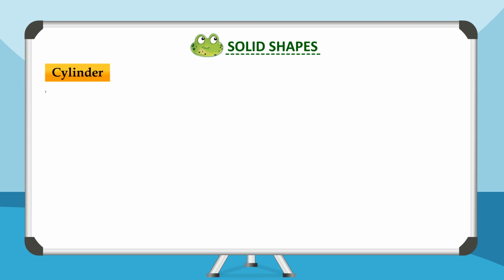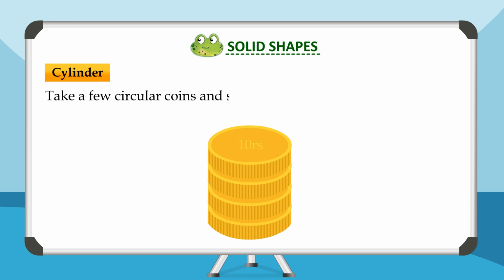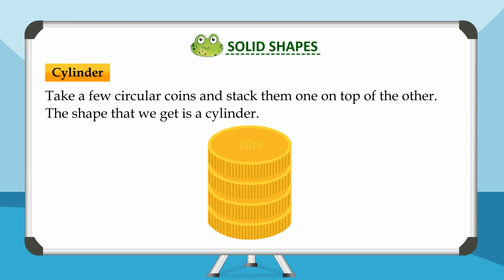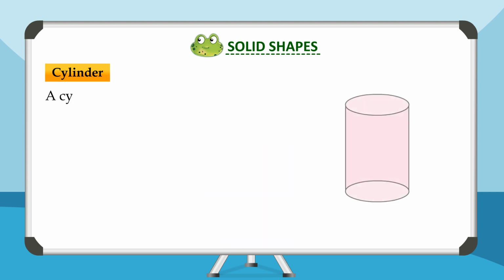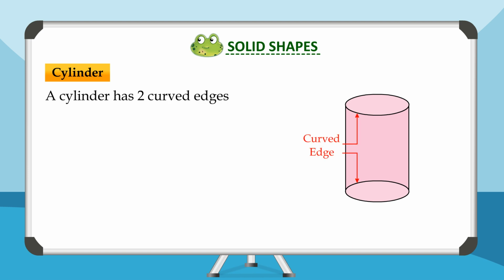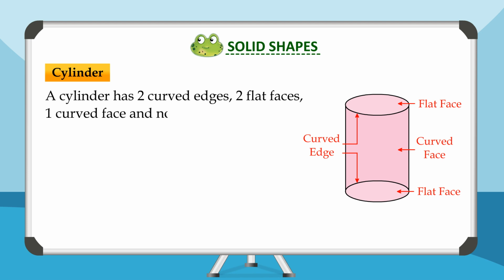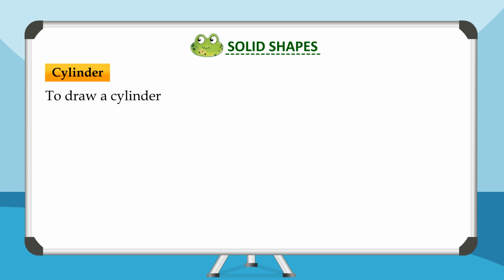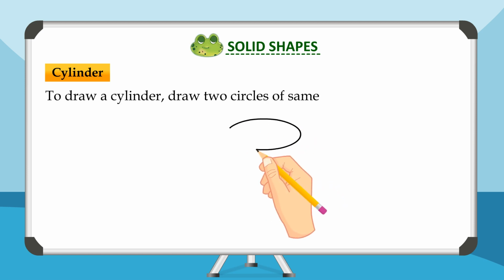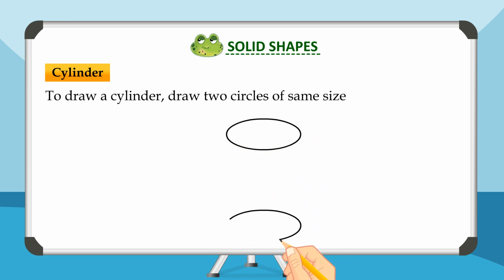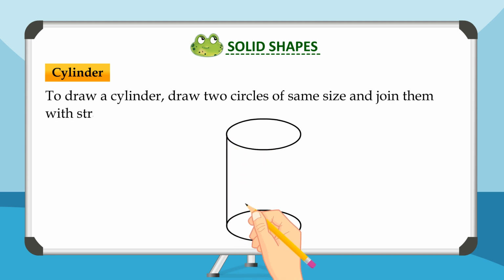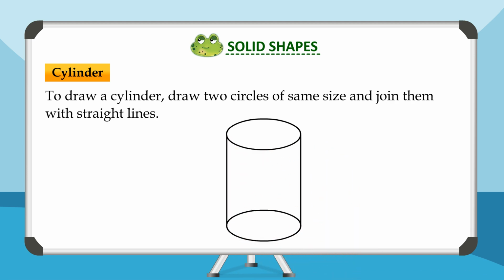Cylinder. Take a few circular coins and stack them one on top of the other. The shape that we get is a cylinder. A cylinder has 2 curved edges, 2 flat faces, 1 curved face, and no corners. To draw a cylinder, draw 2 circles of the same size and join them with straight lines.